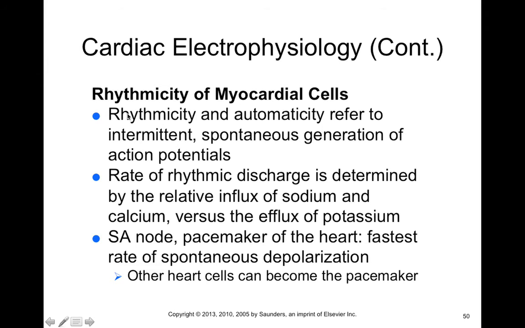And we call these autorhythmic because they can generate their own action potentials without the nervous system. We call this automaticity, meaning that it can occur on its own without nervous system stimulation. Although the heart does get nervous system stimulation, it could potentially beat and regulate its own heartbeat on its own. Now we talk about the SA node or sinoatrial node as being the pacemaker of the heart, and the reason is it generates action potentials at the fastest rate. Because it's generating the fastest rate of action potentials, it sort of sets the pace of all other pacemaker cells.